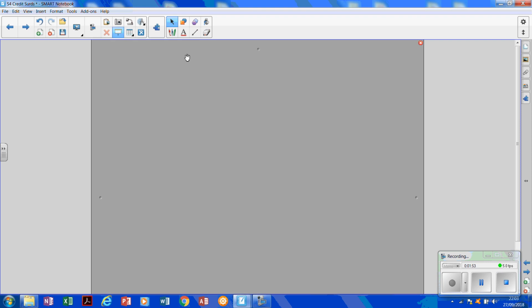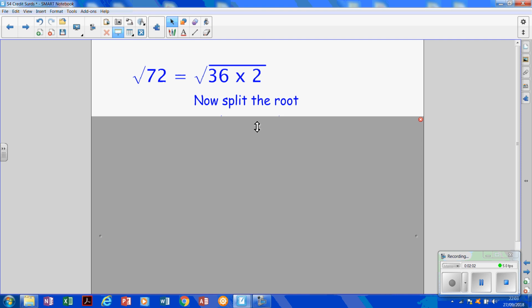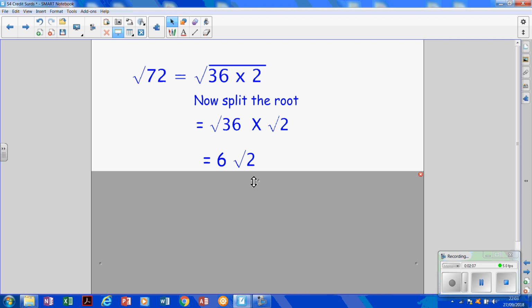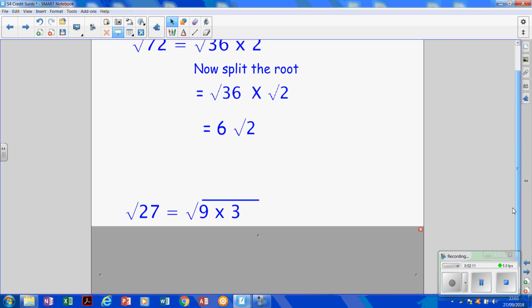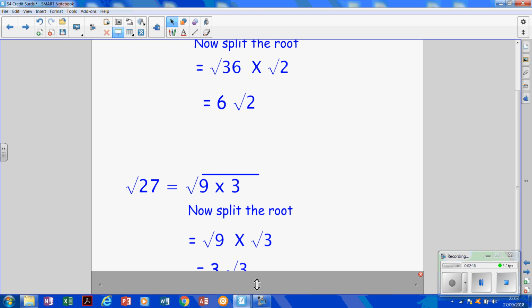Another wee example of that just now, square root of 72. The biggest square number that divides into 72 is 36, and it's 36 times 2. Split the root, and root 36 times root 2, which gives you 6 root 2's. Another wee quick example, square root of 27 is the square root of, biggest square number is 9. 9 times 3, square root of 9 is 3, so split the root, and it becomes 3 root 3's. Now that process has got to be done sometimes before you can add or subtract the roots.